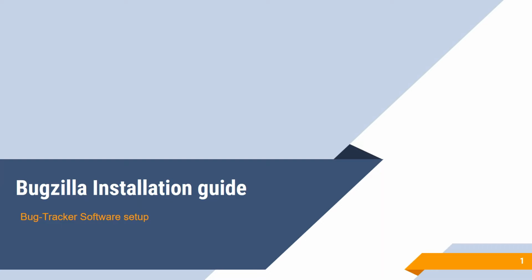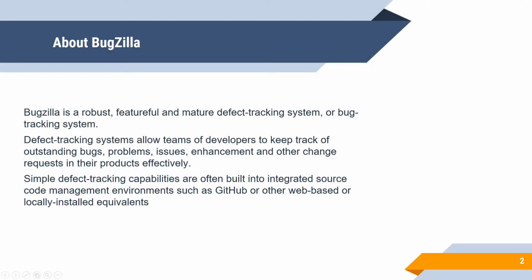My name is Ravi. In this video session, we are going to see how to install Bugzilla, a bug tracker software setup. It is used most of the time by the QA team, the quality analysis team, to track the bugs they find while testing software. They add the bug details in the software, then based on the development progress they mark the bugs as resolved, unresolved, something like that. So let's see what this actually is.